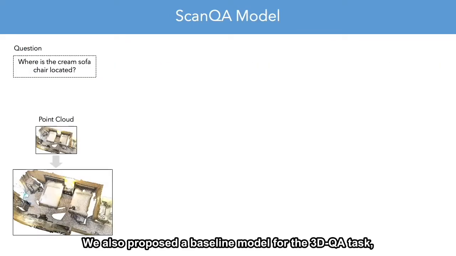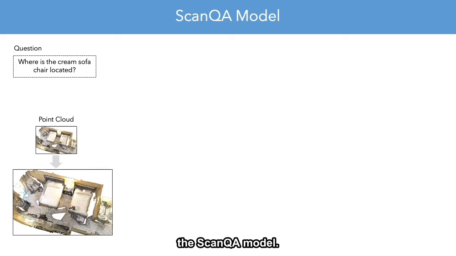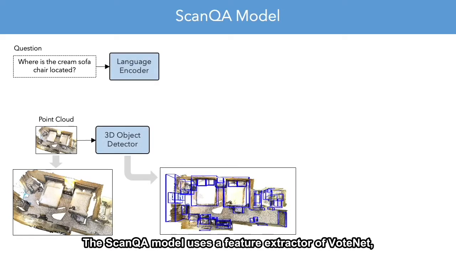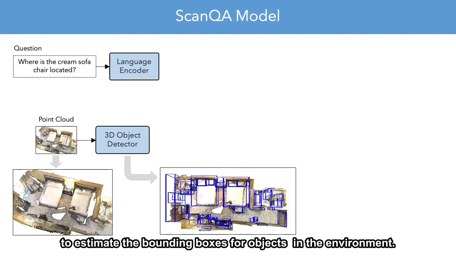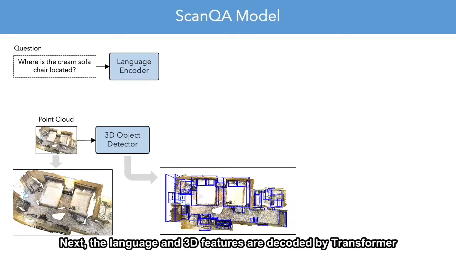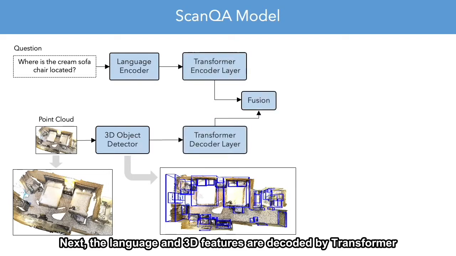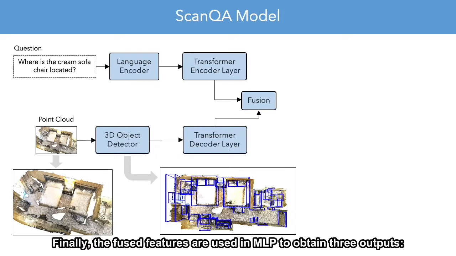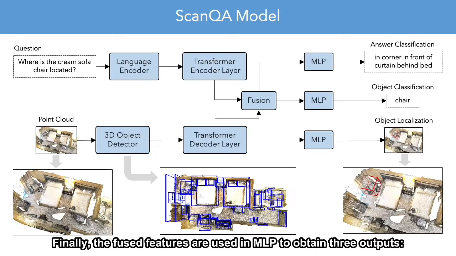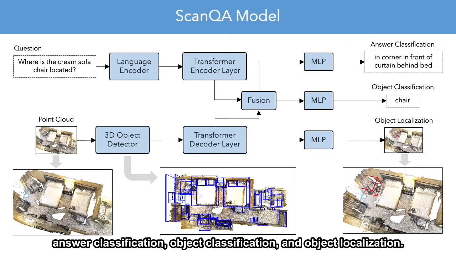We also proposed a baseline model for the 3D QA task, the ScanQA model. The ScanQA model uses a feature extractor of VoteNet as the 3D point cloud encoder to estimate the bounding boxes for objects in the environment. Next, the language and 3D features are decoded by a transformer to represent the features of object proposals with self-attention and cross-attention, and the two features are fused together. Finally, the fused features are used in an MLP to obtain 3 outputs: answer classification, object classification, and object localization.